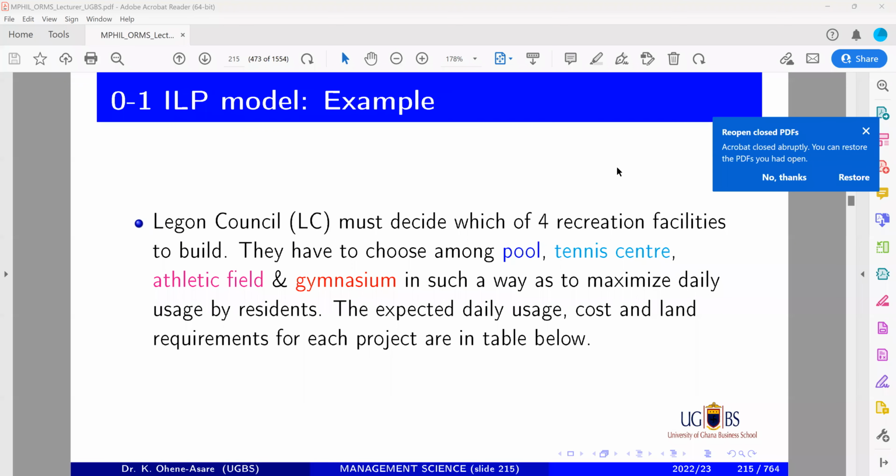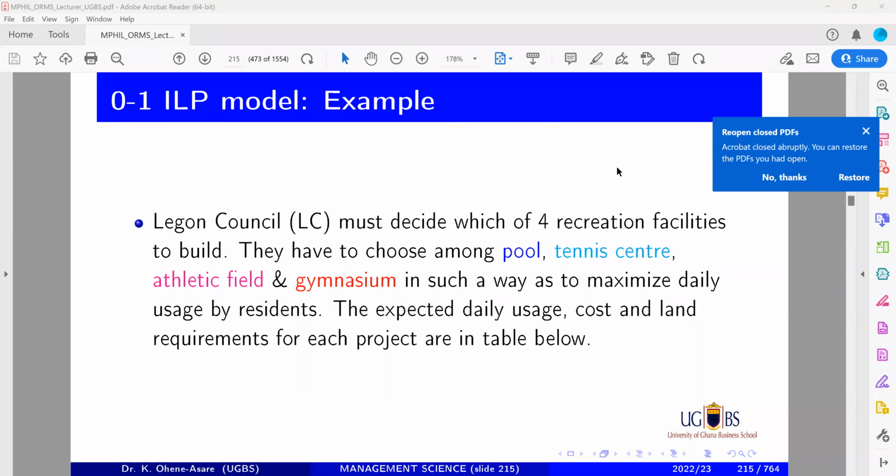Okay, what other phrase could you have used instead of "the construction of"? The building of. No, I'm not asking for synonyms. What does that mean? What does that sentence say? Construction of gymnasium. What do you mean?